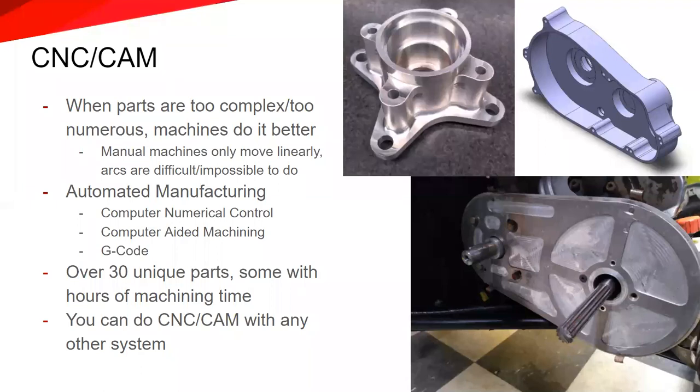And once all of these tool paths are specified, G code is generated, which is kind of a universal language for all CNC machines. So that in theory, if you create a G code file for one machine, it should be able to mostly run on another machine. And so with CNC and CAM stuff, we have at least over 30 unique parts.